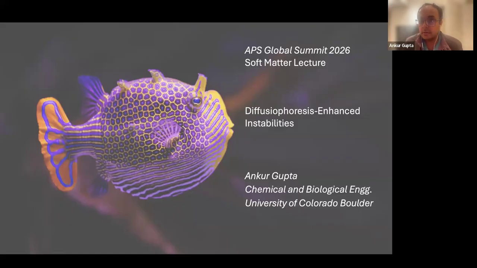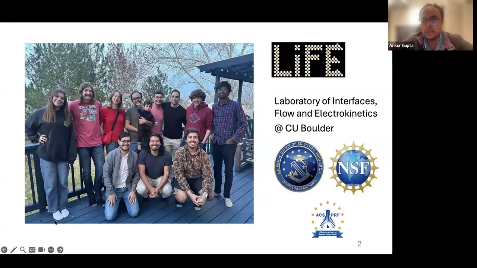And I'm really excited to be talking about our work on diffusiophoretic enhanced instabilities. Before I go into the details, I would first like to thank my group and funding sources that have enabled this work. The work that I will be talking about today was primarily led by Siamak and was supported by Lucas, who did some experiments on our work.